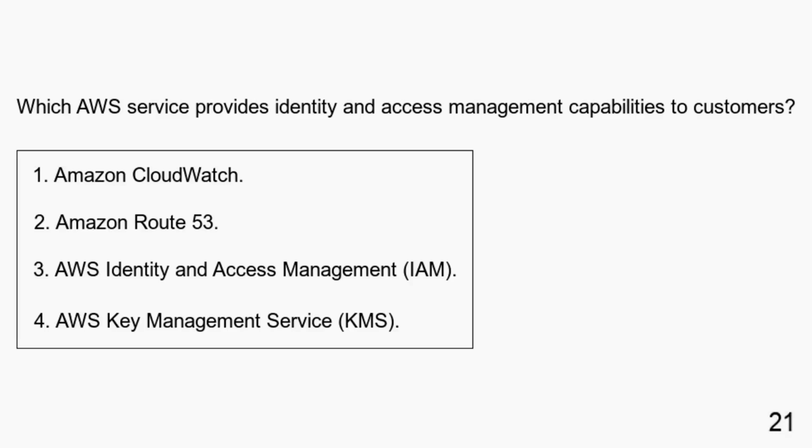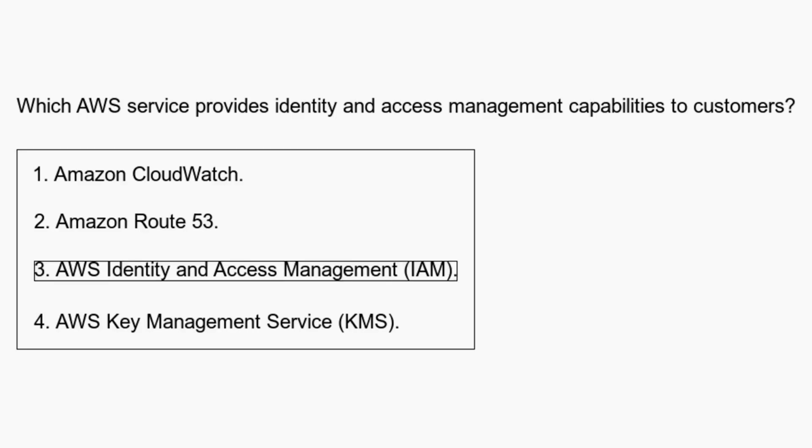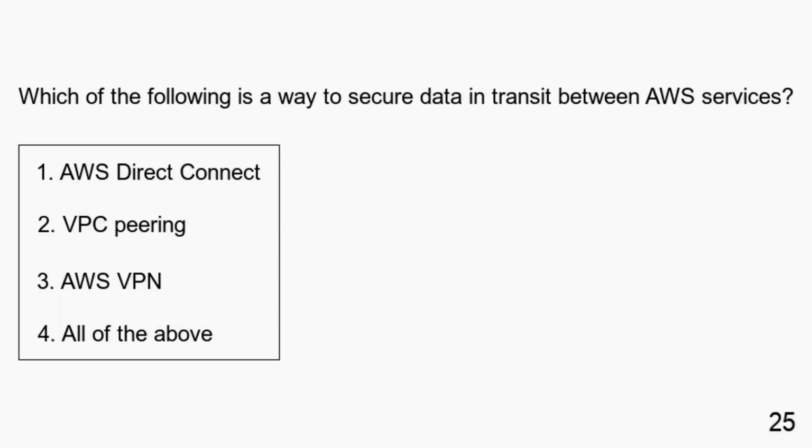Which AWS service provides identity and access management capabilities to customers? Amazon CloudWatch. Amazon Route 53. AWS Identity and Access Management, IAM. AWS Key Management Service, KMS. AWS Identity and Access Management, IAM, is the service that provides identity and access management capabilities to customers.